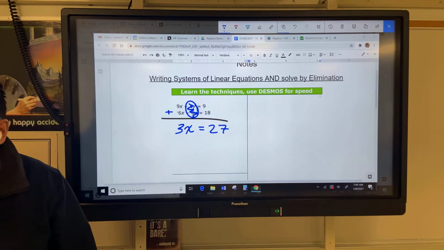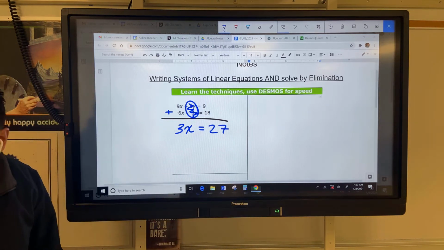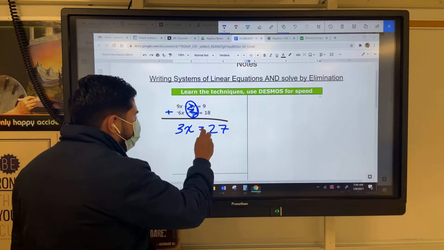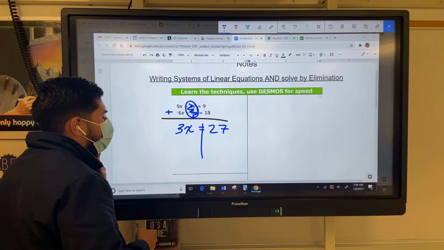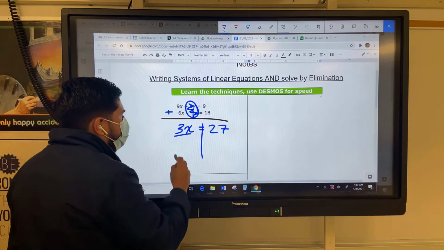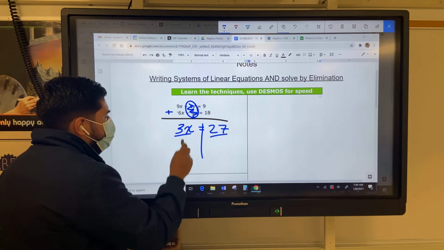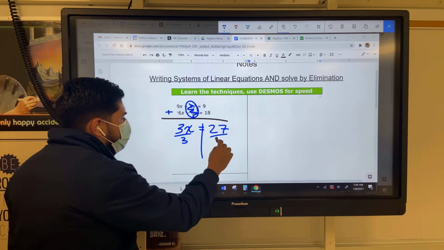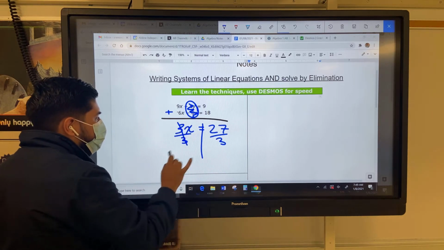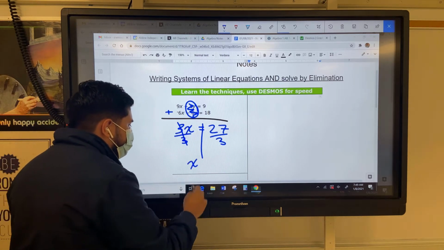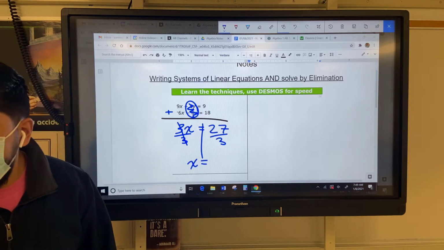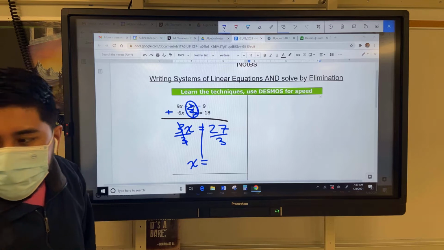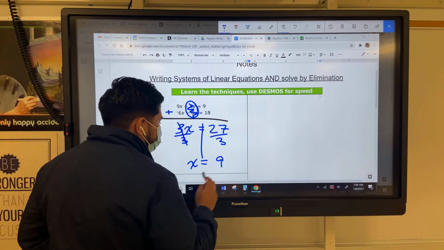Okay, so we're almost there. We need to find out what x is. How do I solve for x? How do I get rid of this coefficient? Divide, divide. Need to get rid of that 3, so I do 3, 3. Boom. Got my x by itself. Equal sign. 27 divided by 3. Don't be afraid of the calculator, which is 9.